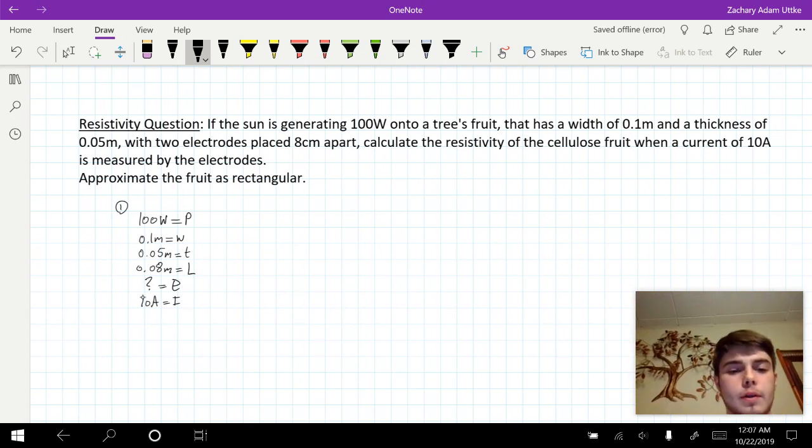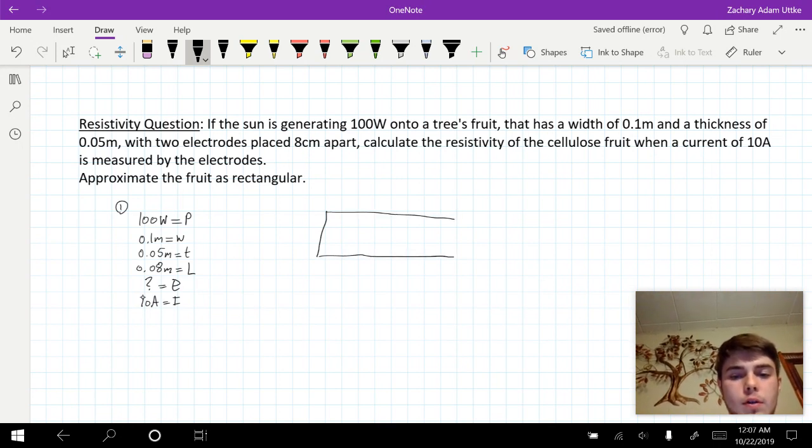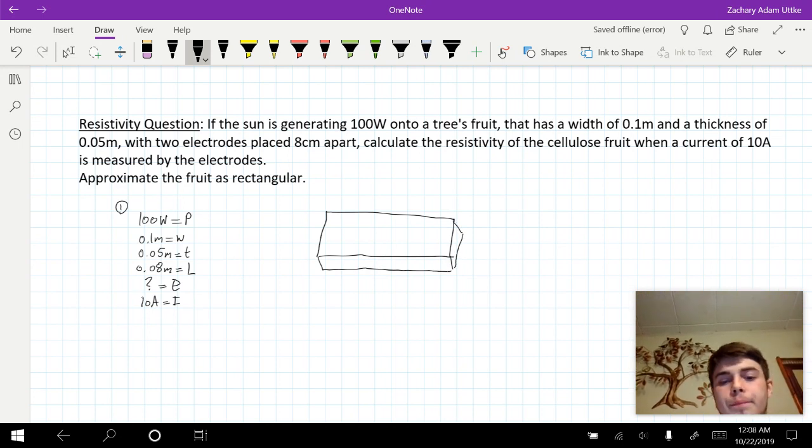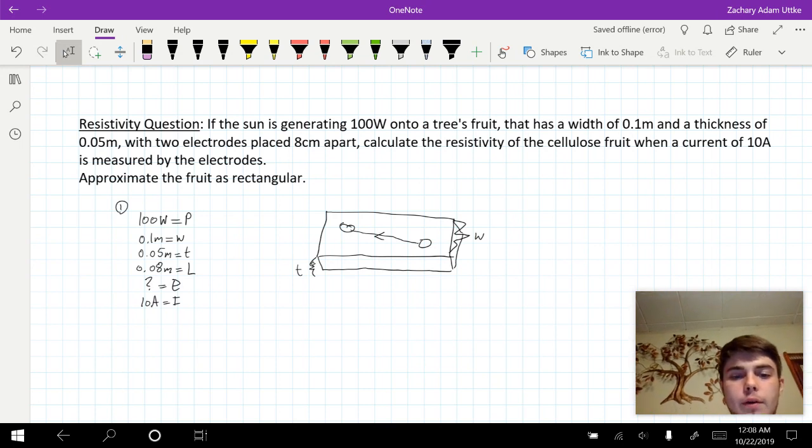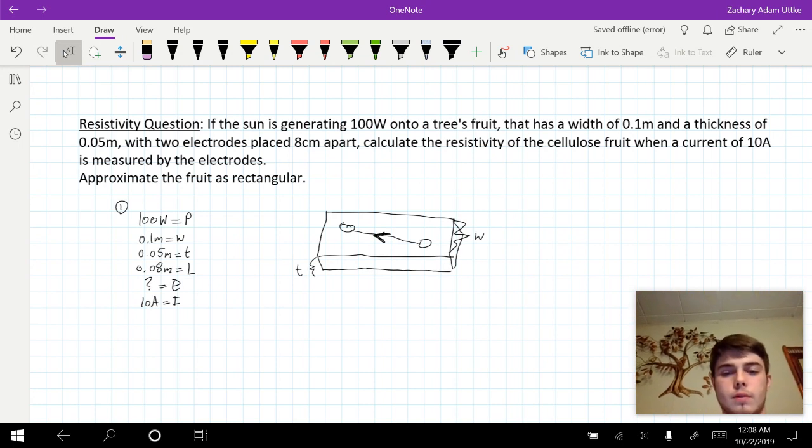Maybe also it would be good to draw a picture. So this may not be the best picture, but let's say we have something that looks like this, right? So this is our thickness. This right here is our width, and we have two electrodes separated with a current going through them. So this is kind of what I think of when I've read through this, what actually we're thinking about.